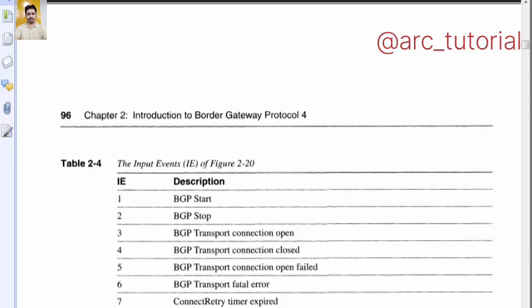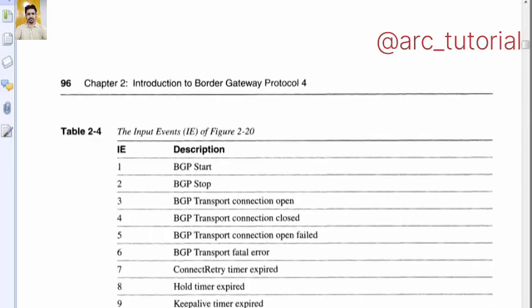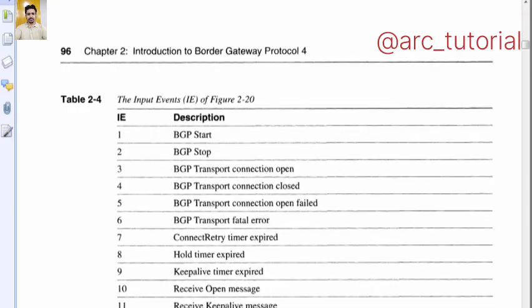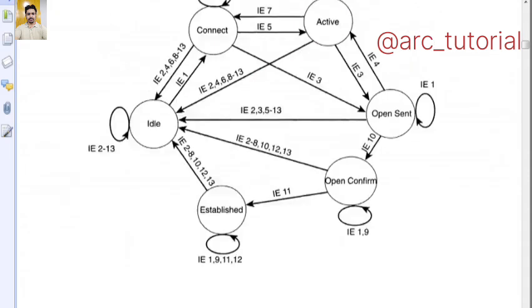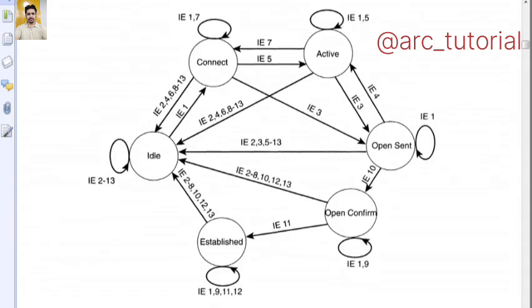Input event 7 is connect retry timer expired, which is 60 seconds by default in BGP. Remember, the connect retry interval is 60 seconds by default. Then 8, hold down timer expired. Input event 9, keepalive timer expired. 10, receive open message. 11, receive keepalive message. 12, receive update message. 13, receive notification message. Now as per these input events, we will try to understand the finite state mechanism.